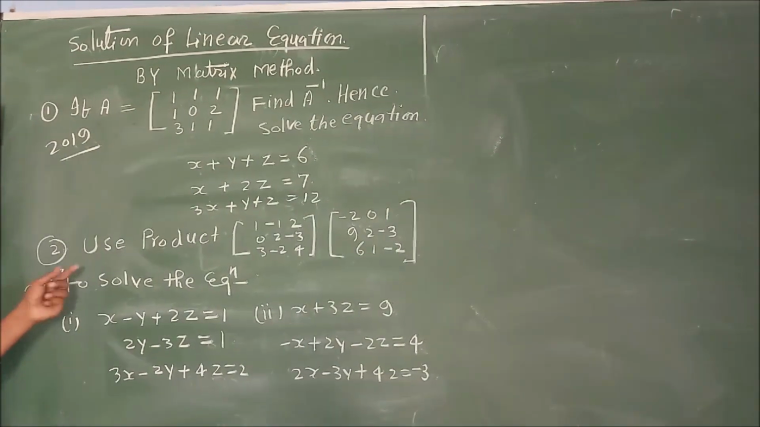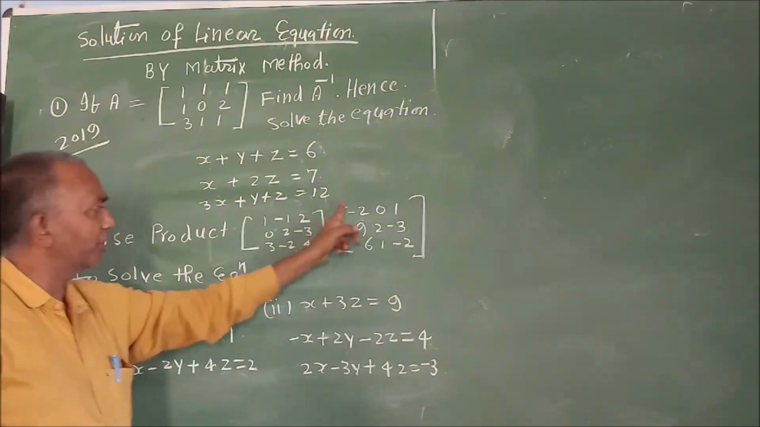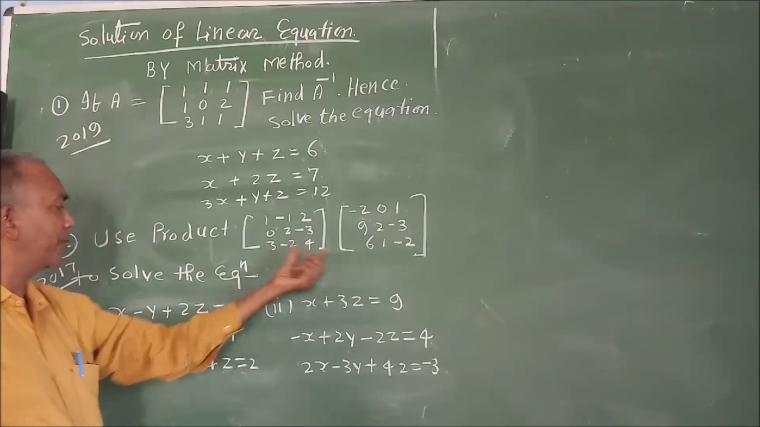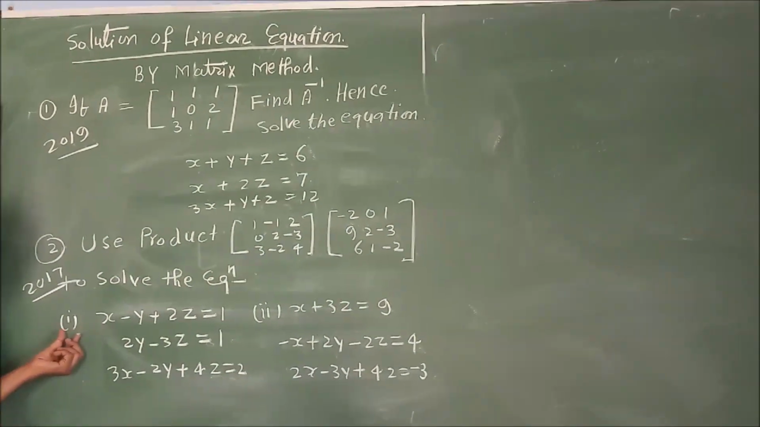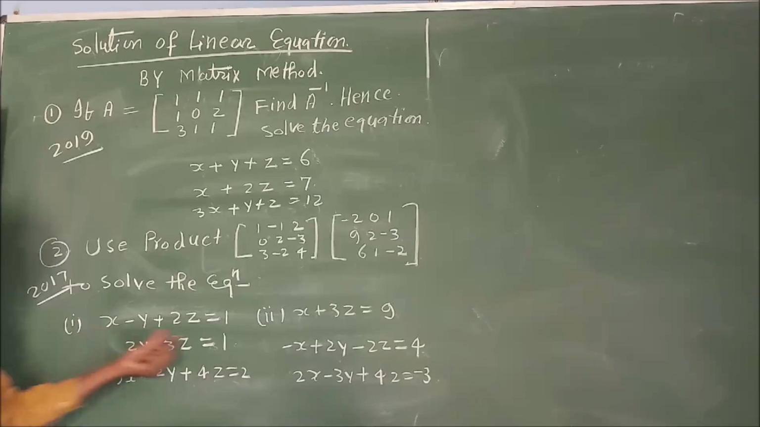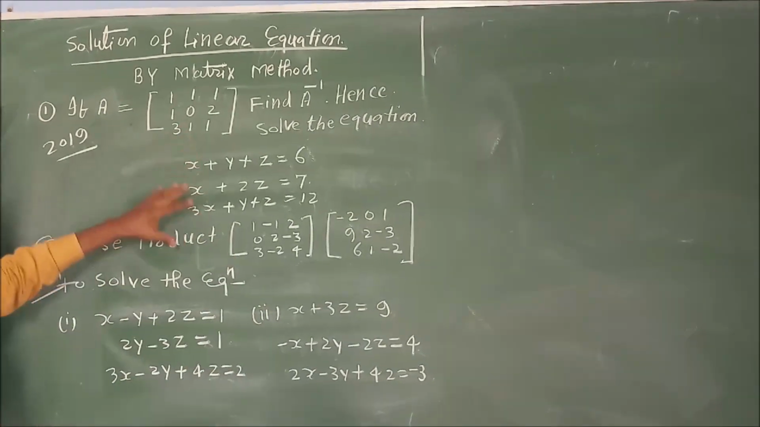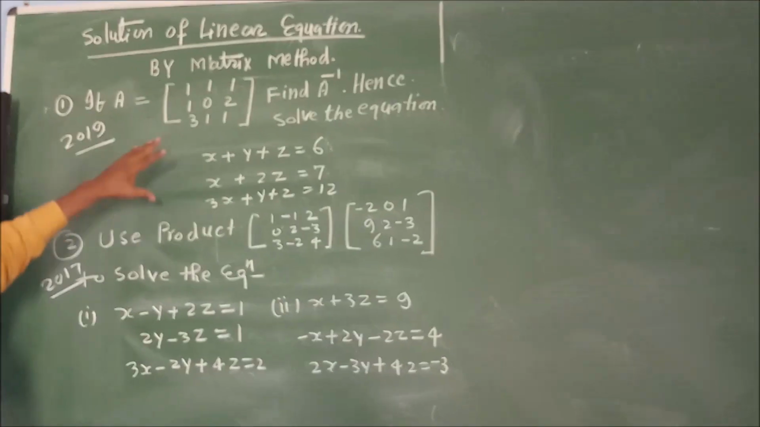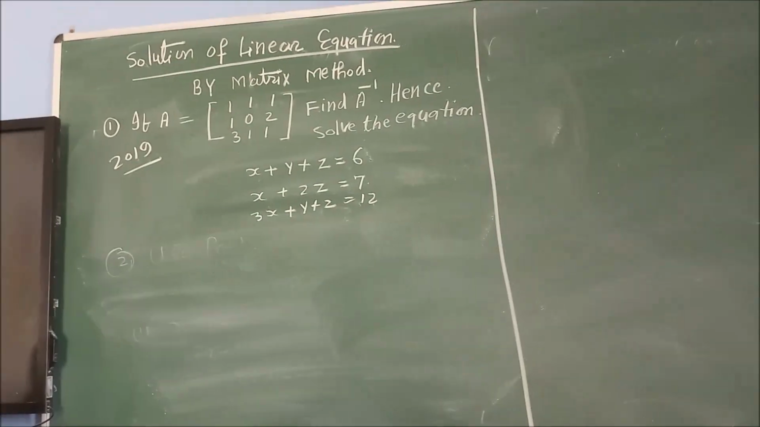And the next question is, use the product. We have to use this product, and using this product we have to find the solution of two equations. First from here and second from here. So we will try to solve this. See the steps of the method.